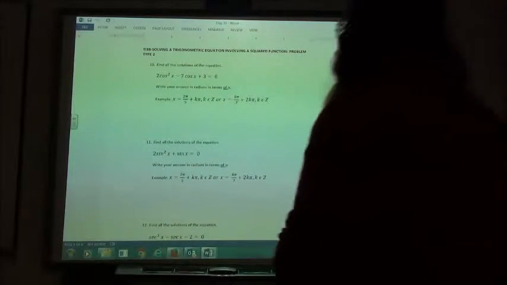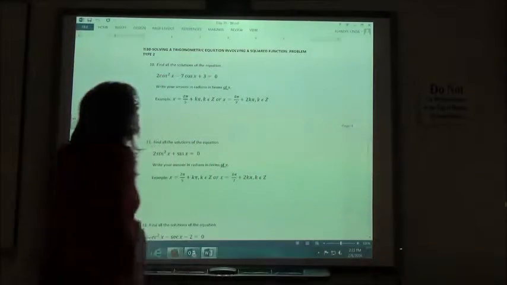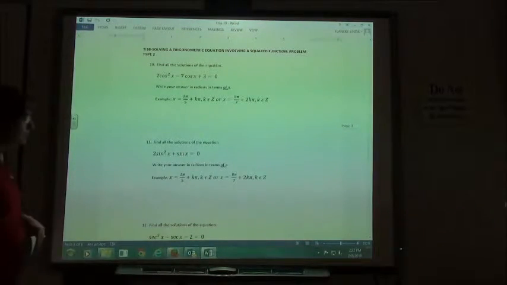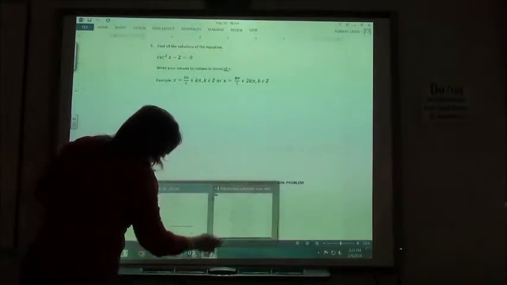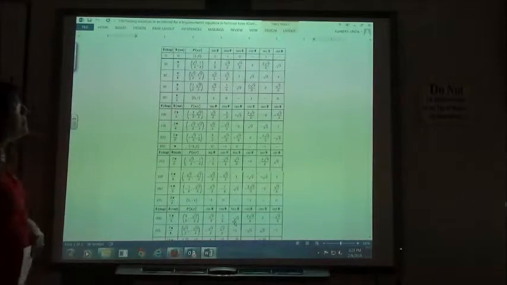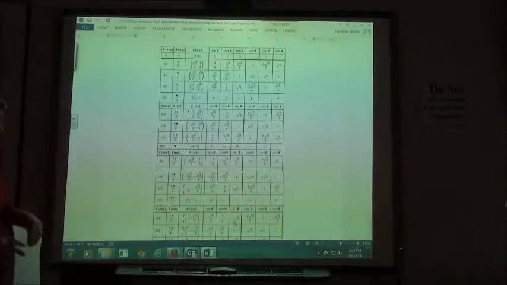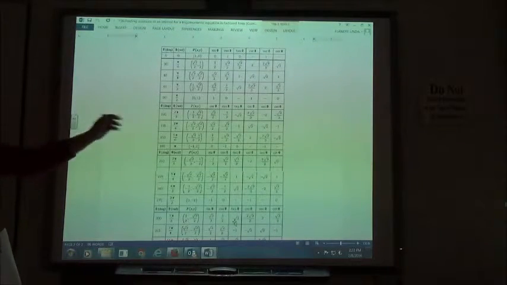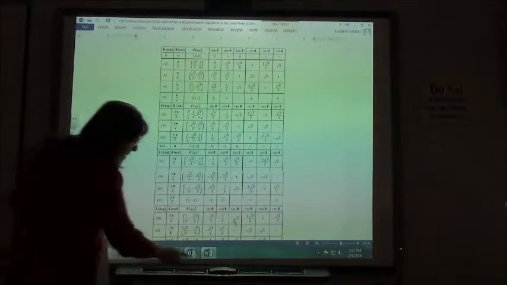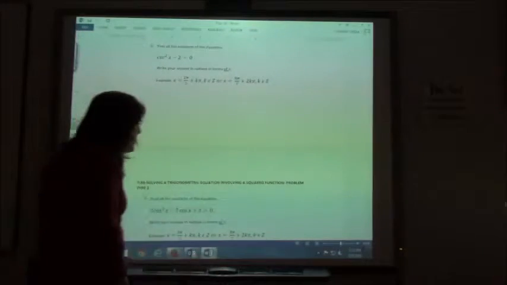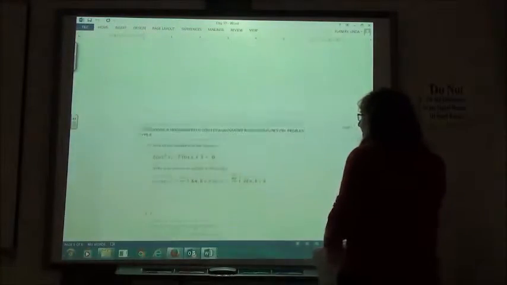Problems 10, 11, 12: solving a trigonometric equation involving a squared function. These ones we're going to solve by factoring them out. Again, I'm going to want to have my table so that when I'm done solving for sine, cosine, tangent, whatever it may be, I can look up my values from my table. So I want to make sure I have my table handy. Going back over here then to number 10, because my board moved.